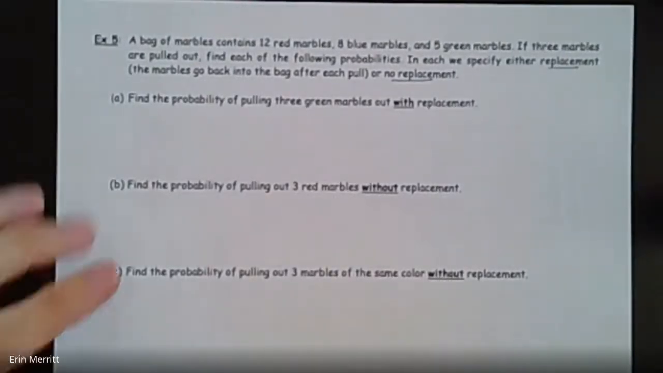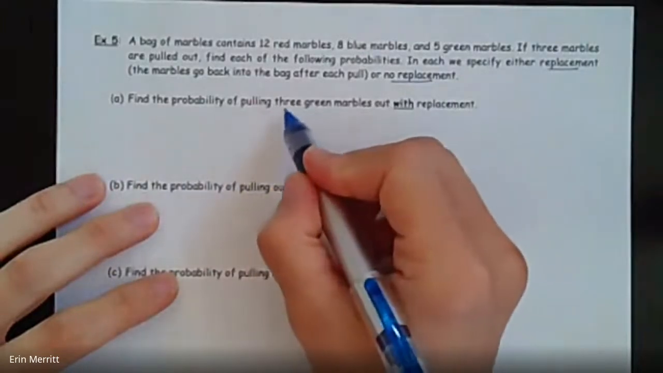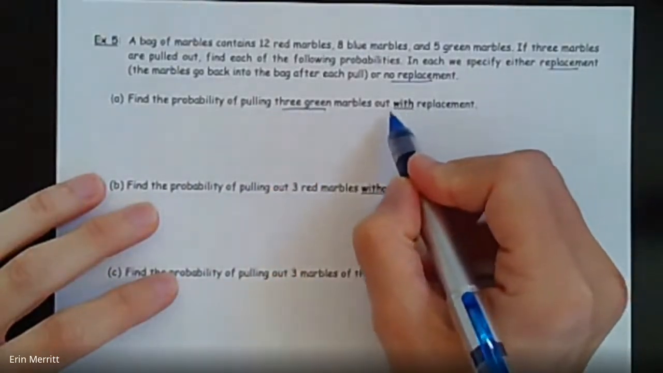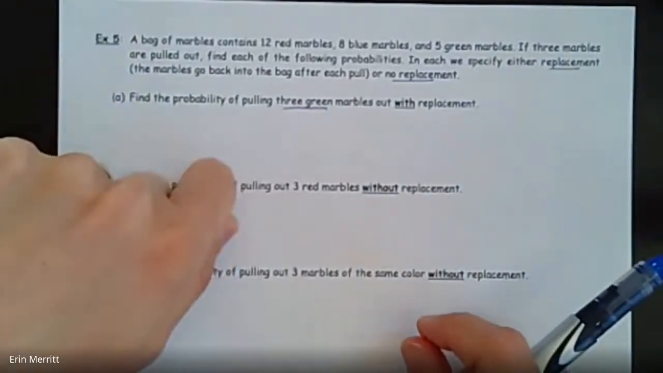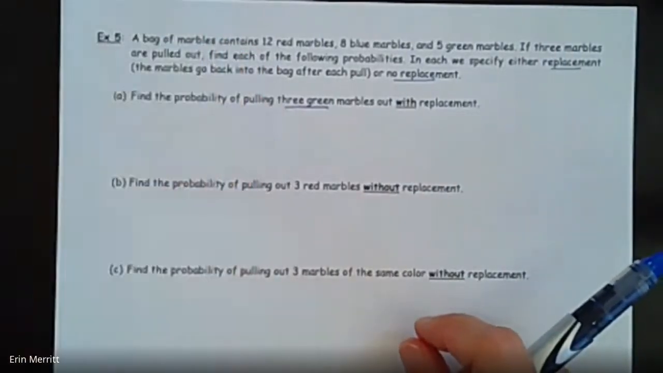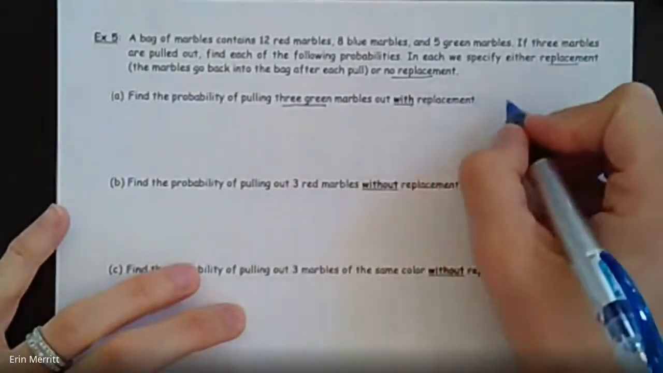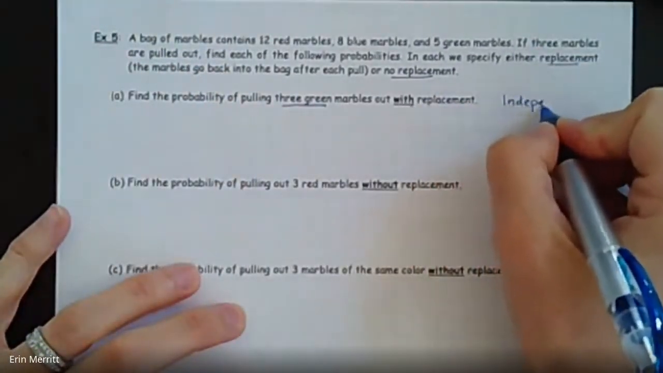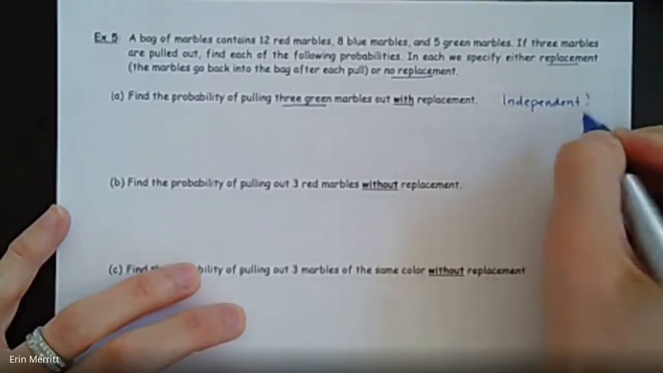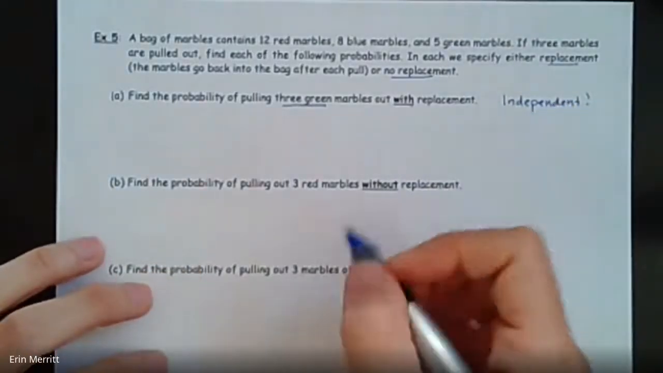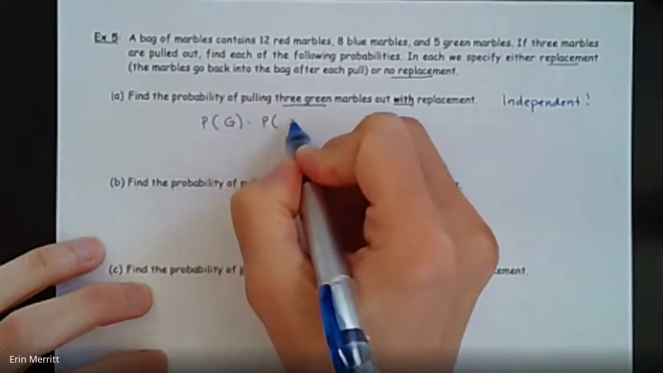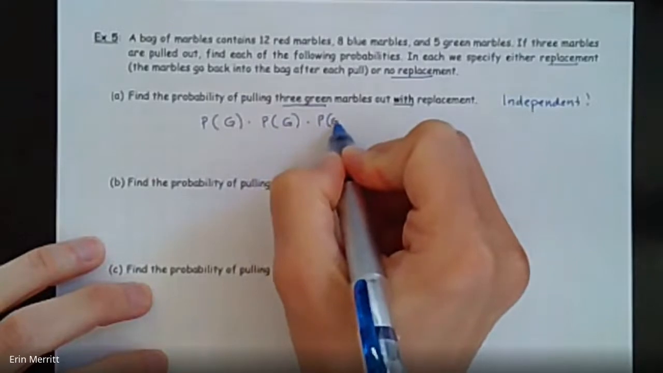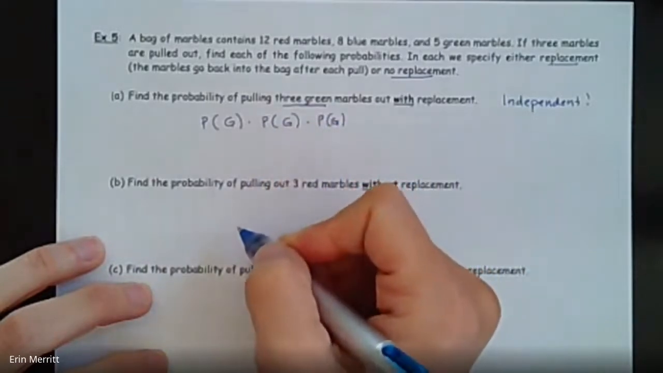Find the probability of pulling 3 green marbles with replacement. So you pick it up, you see it's green, and you put it back in. The next time you go to pick out another marble, the probability isn't going to change. Because you're replacing it, they're independent. So when we want 3, you're just going to take the probability of green, probability of green, probability of green, and the probability does not change one bit.